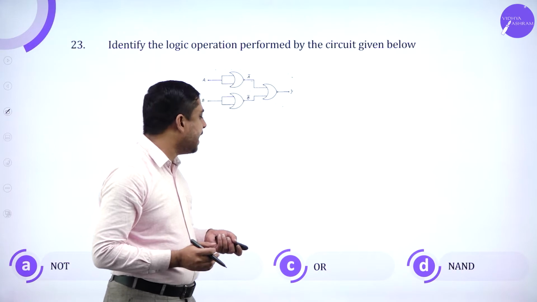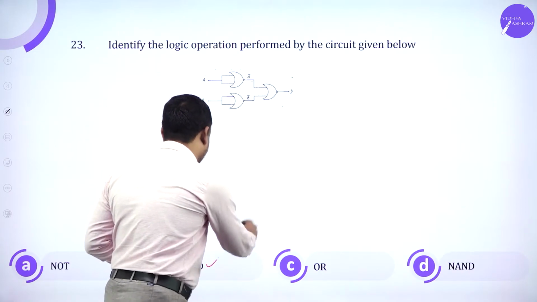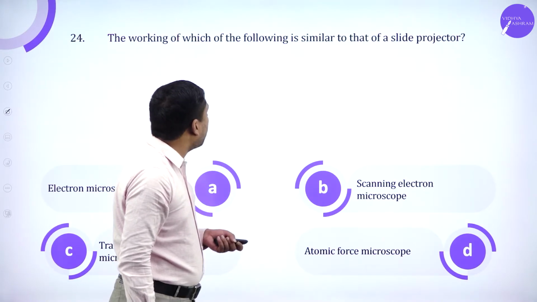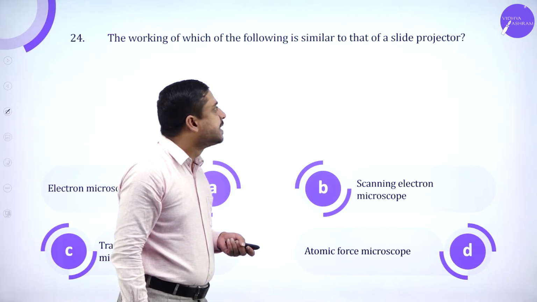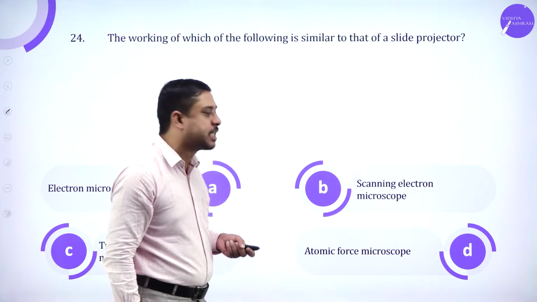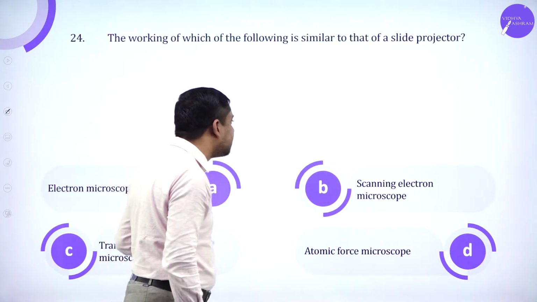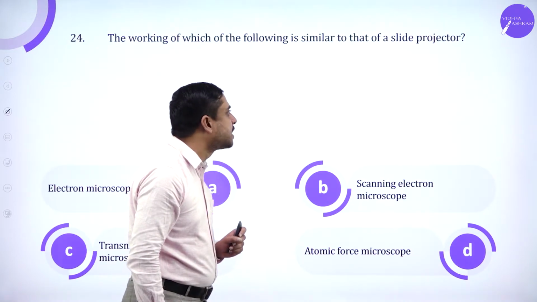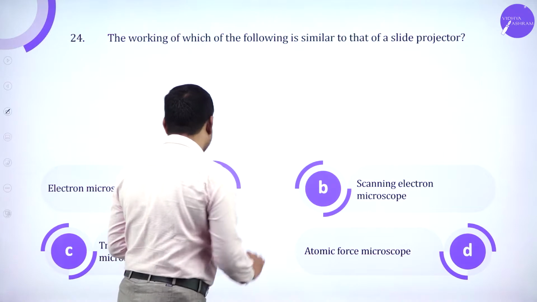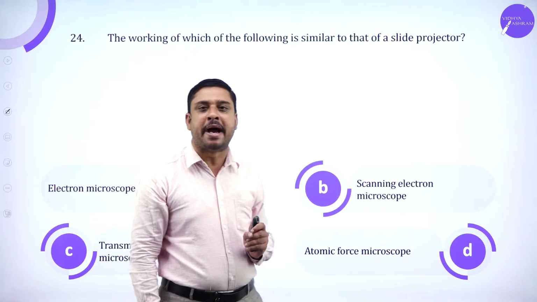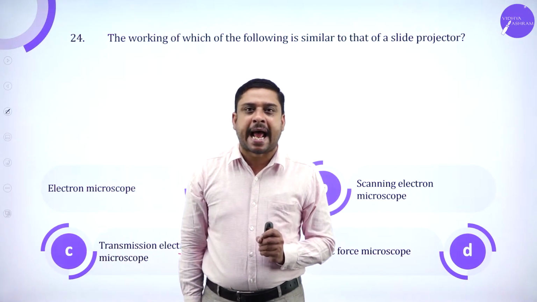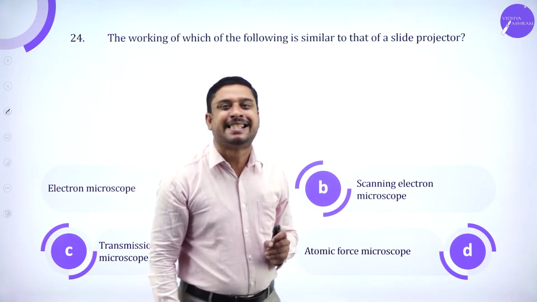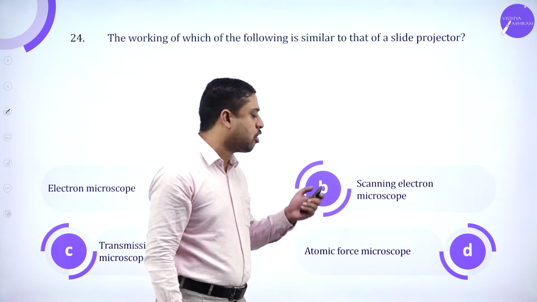The given gate is the AND gate. The working of which of the following is similar to a slide projector? Given 4 devices, which will work as a slide projector? It is the transmission electron microscope. A transmission electron microscope is similar to a slide projector.